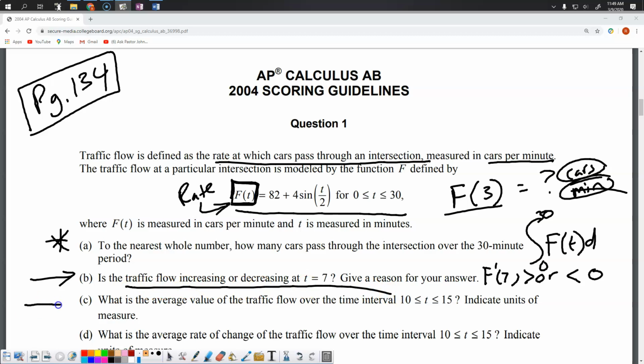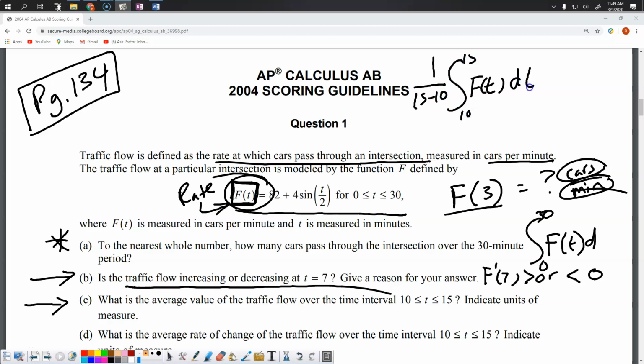Part C, average value of the traffic flow. So this is the traffic flow. I want to find the average value of that function. So if I am finding the average value of this function over the interval from 10 to 15, this would be your setup here. And that's going to give you the average value.